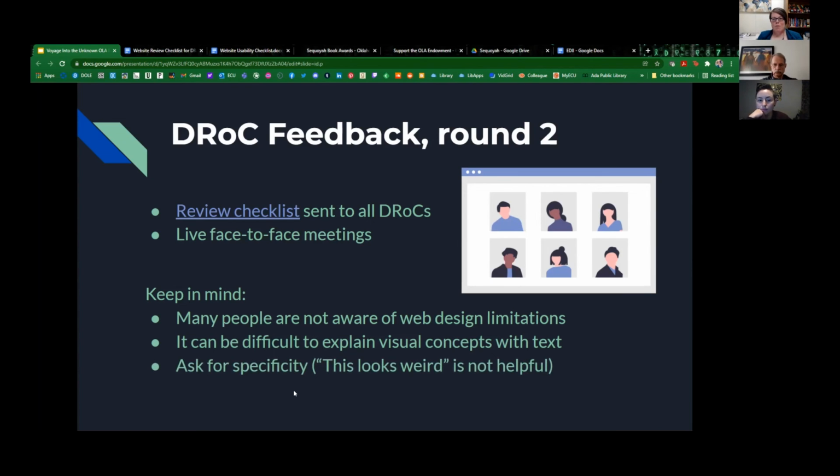And asking people to be specific in their feedback is also really important. If someone just tells you there's something off about this page, this looks weird, can you change it? Well, that's not really helpful. I mean, weird how? What's your suggestion for fixing it? And so that's another challenge with getting feedback.